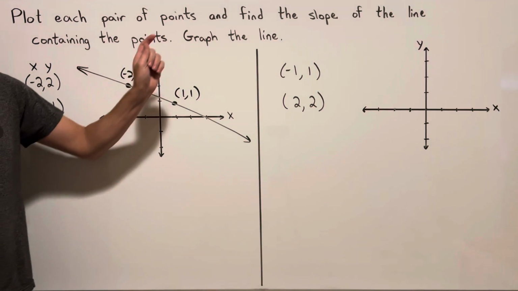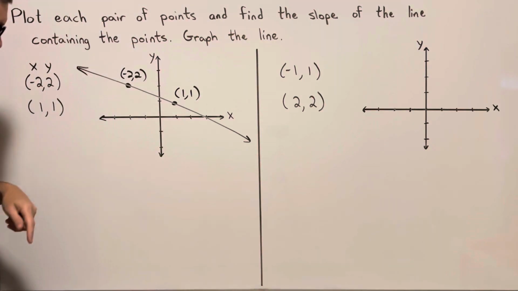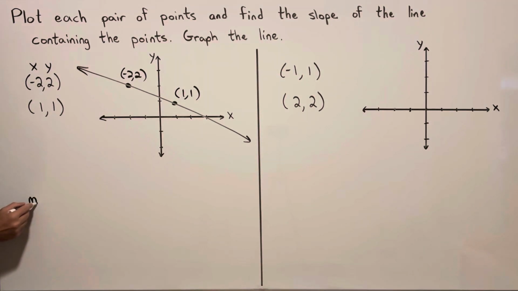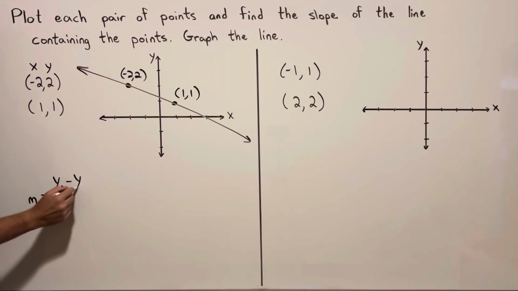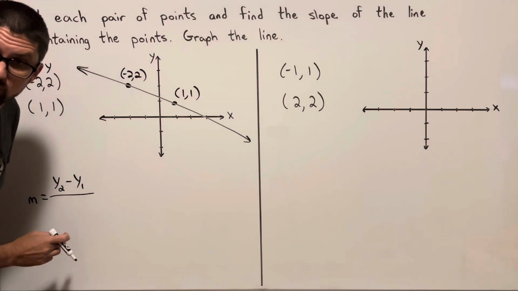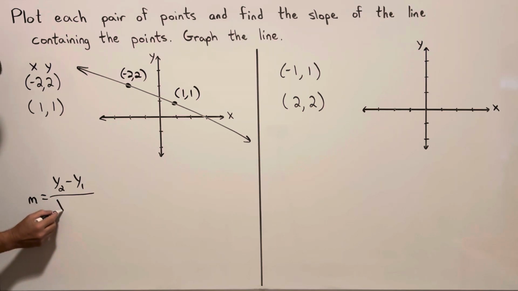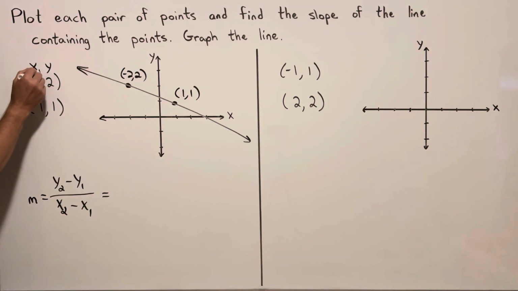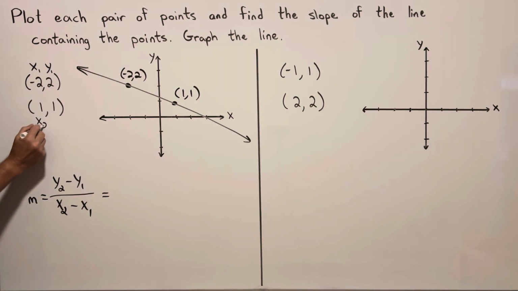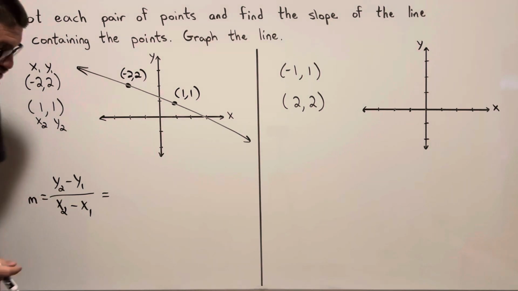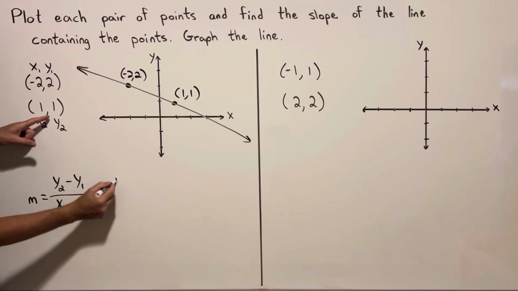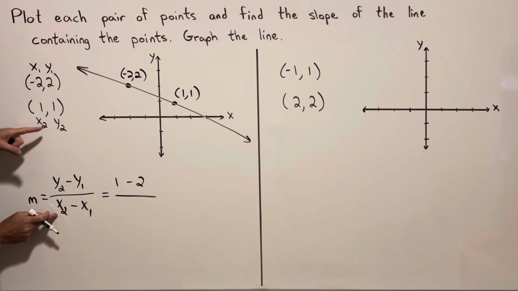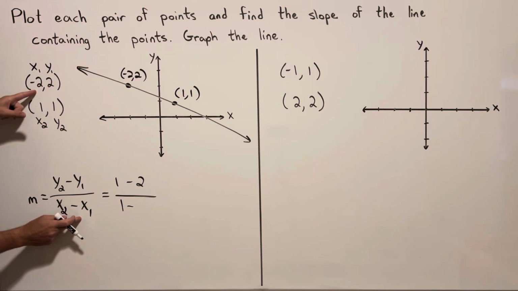Now I want us to also find the slope. One way you can do it is the slope formula, which is a fraction with y2 minus y1 up in the numerator, and then the denominator is x2 minus x1. So you could label these points, x1, y1 for one of the points, and then x2, y2 for the second point. And then plugging in y2, which is 1, y1, which is 2, x2, which is 1, and x1, which is -2.